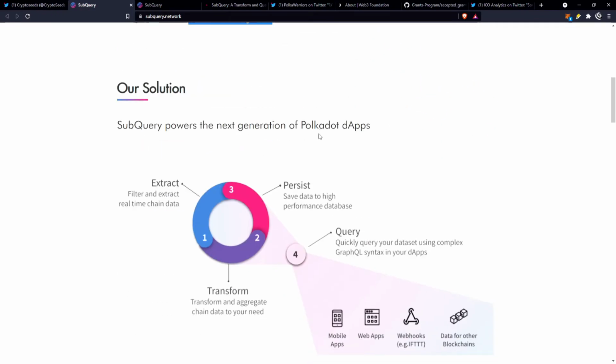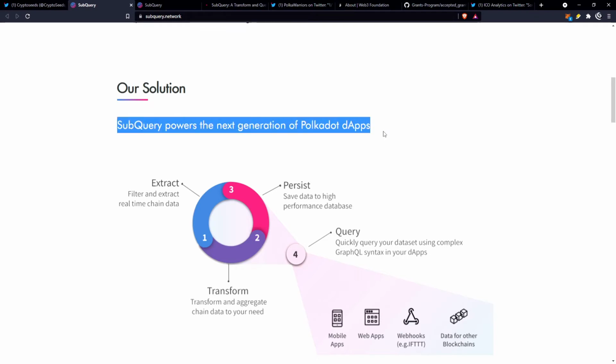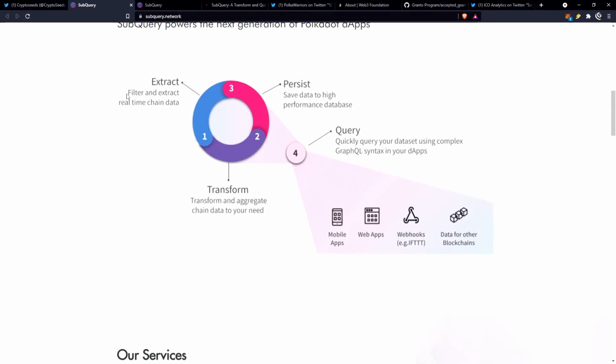Subquery powers the next generation of Polkadot DApps. That's a major thing. You can see it says powers the next generation of Polkadot DApps. So how it works is, it will extract real-time chain data, and then it will transform and aggregate that chain data according to your need. Those data will be saved in a high performance database. After these three processes, once any project or DApp queries the data, it will be provided. That is how it works.